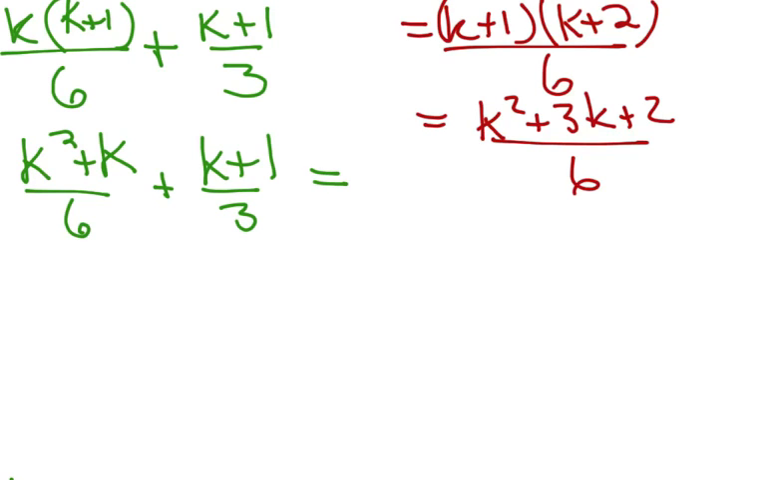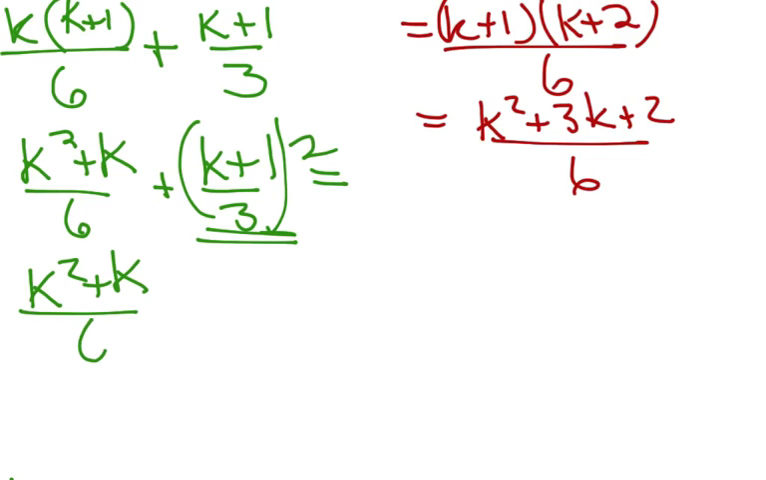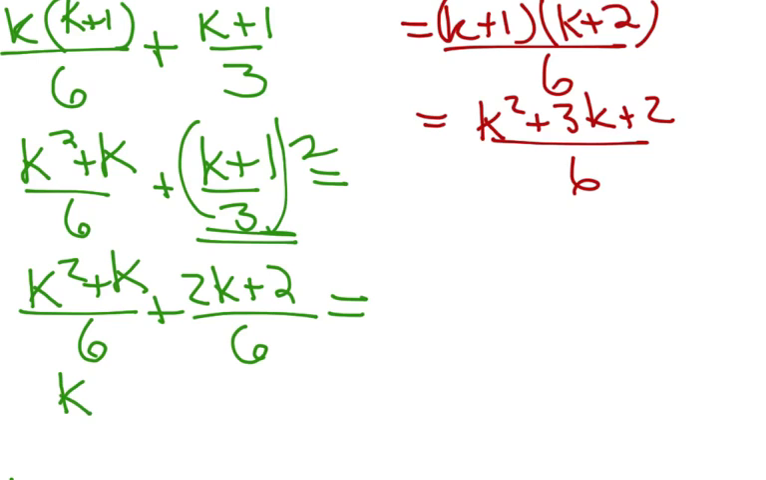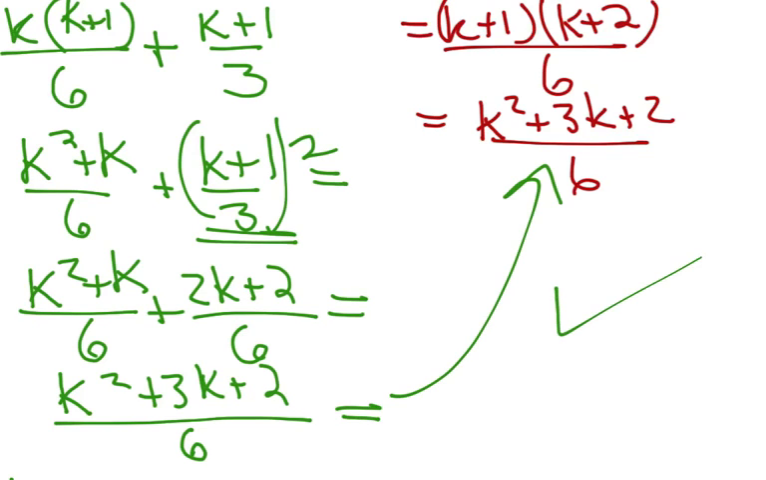I need a common denominator in order to add those fractions. And instead of doing it the way I did it in class, I want you to notice that I can make the second fraction have a denominator of 6 by multiplying everything by 2. So I'm going to get 2k plus 2 all over 6. Now I can combine the numerators, and when I do that I combine my like terms and I get k squared plus 3k plus 2 all over 6. And guess what? That equals the other side. So cha-ching, I just showed with mathematical induction that this is true for all values of n.